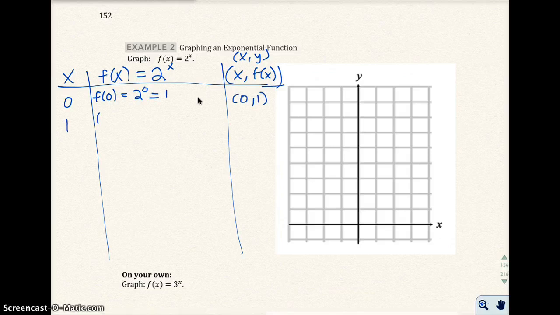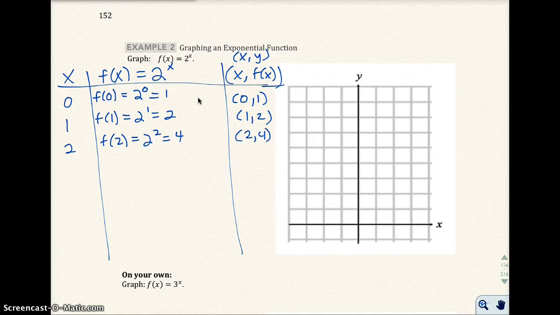Put 1 there, I get f of 1 equals 2 to the first power, which is 2. So I get 1, 2. Do a 2 there. Get 2, 4. And do a 3, you get 3, 8. And if you do a 4, you get 16. So the numbers get really large. The y values will get really large there.